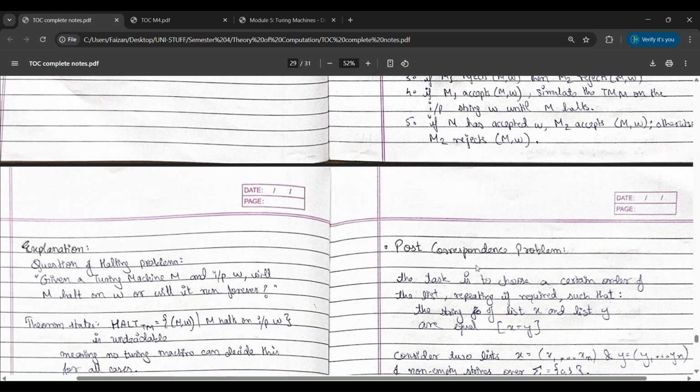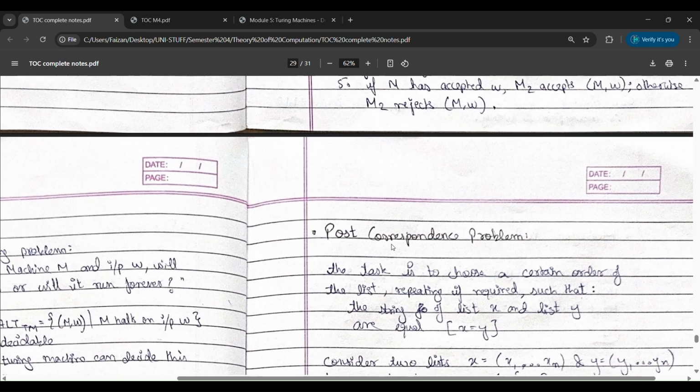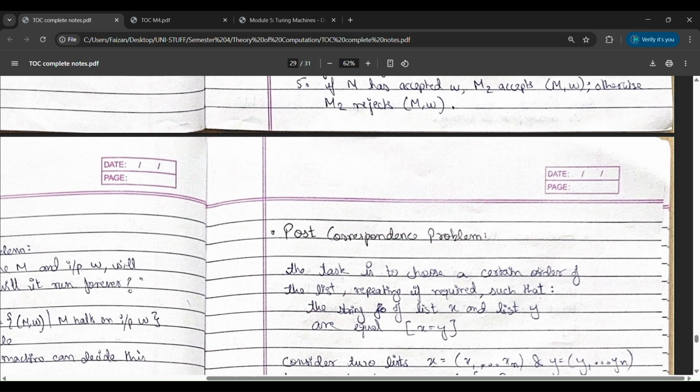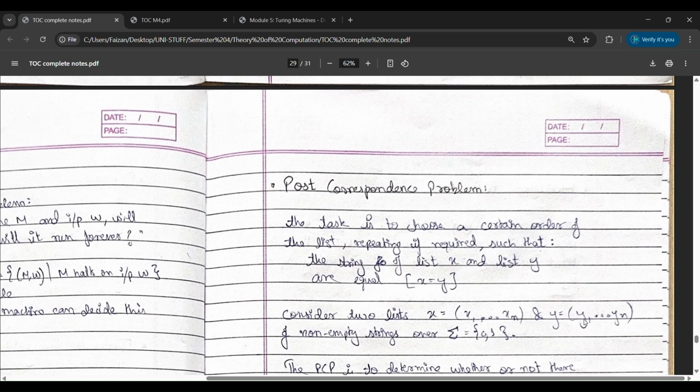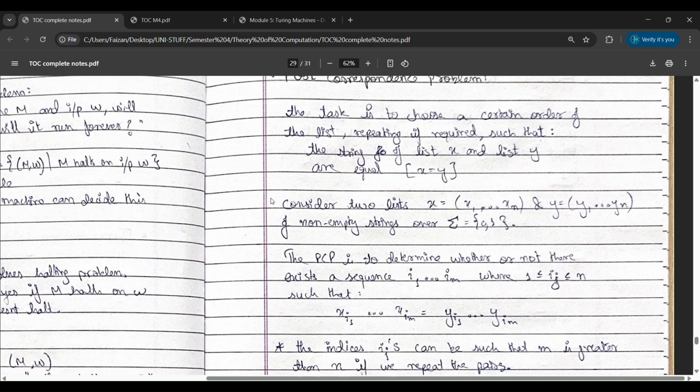Now we have another undecidability issue, which is PCP, the Post Correspondence Problem. The task in this is to choose a certain order of the list. You have a list of X and Y, and you have to choose a certain order of the list, repeating the units of X and Y if required, such that the strings of X and Y are equal. So how do you understand this?